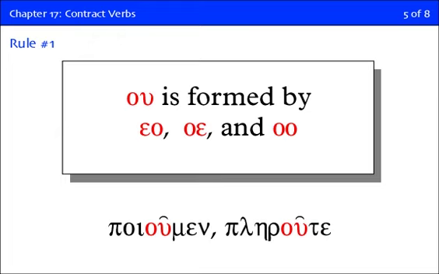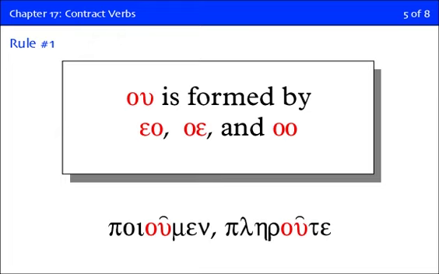Rule 1 is that if you find omicron upsilon, there are 3 possible vowel combinations between contract vowel and connecting vowel that could have formed U. And they are epsilon omicron, omicron epsilon, or omicron omicron. In other words, if you saw poiumen, there are 3 possible combinations that could create the U. Now, it doesn't matter for parsing, but it does matter to get back to the lexical form. You have to be able to figure out what that final contract vowel is.